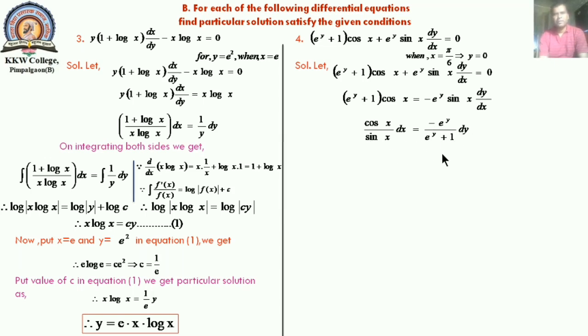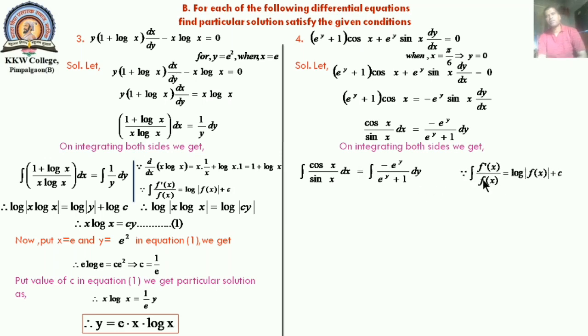Variables get separated. On integrating both sides, we get integration of cos x upon sin x dx equal to minus integration of e raised to y upon e raised to y plus 1 dy. Here again, the derivative of sin x is cos x present on the numerator, and the derivative of e raised to y plus 1 is e raised to y present on the numerator, minus sign taken out. Using the standard formula f dash of x upon f of x gives log of mod of f of x, we have log of sin x is equal to minus log of e raised to y plus 1 plus log c.